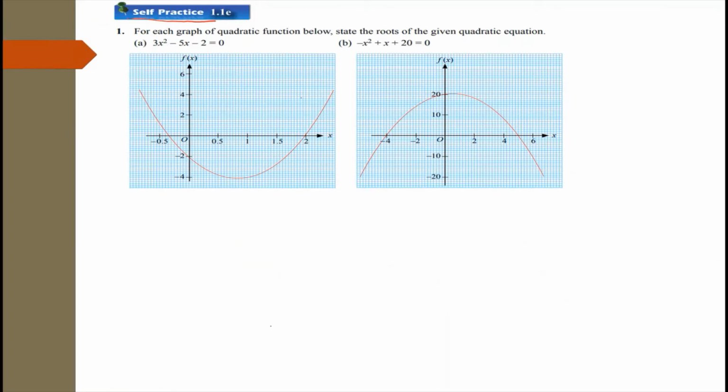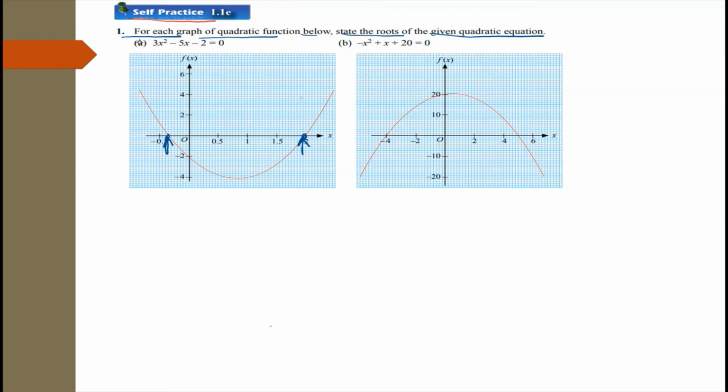Self-practice 1.1e. For each graph of a quadratic function below, state the roots of the given quadratic equation. So given that this is the quadratic function 3x squared minus 5x minus 2 equal to 0, now we want to determine where the roots are. The roots are at the points of x-intercept. So here are the roots of this quadratic equation.